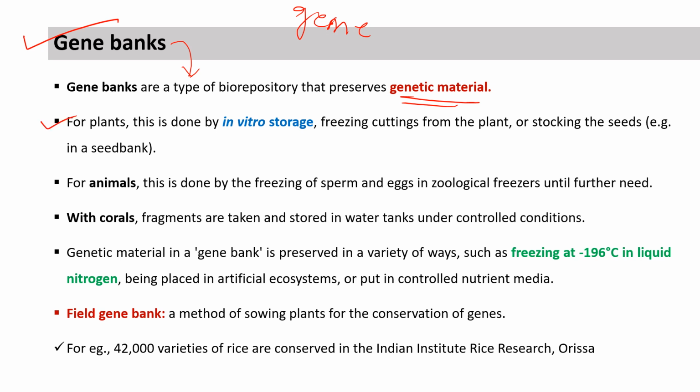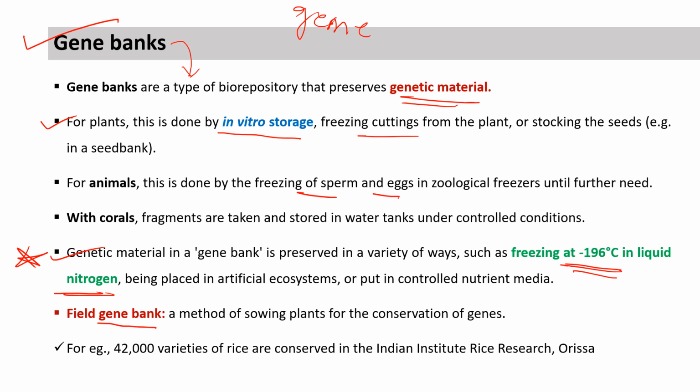For plants it is done in vitro storage, the freezing cuttings and plant stocking and the seed. इसमें हम क्या करते हैं, plants के case में उनको freezing करते हैं lower temperature पे, -196 degree centigrade पे freeze करते हैं उनकी cutting को, उनके stocks को, उनके seed को. Animals में क्या जाता है, उनके sperm और eggs को freeze किया जाता है, store किया जाता है. कोरल के case में coral के जो fragments होते हैं उनको water tanks में control condition में store किया जाता है. So genetic material in gene bank is preserved in variety of ways such as freezing at -196 degree centigrade in the liquid nitrogen. ये important है, exam में भी पूछा जाता है कि कितने temperature पे store किया जाता है, तो -196 degree centigrade in liquid nitrogen.